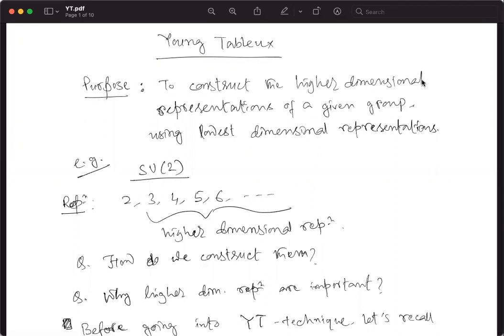Okay, so today we'll discuss the Young tableaux. The purpose of learning this Young tableaux technique is to construct the higher dimensional representations for a given group using the lowest dimensional representations.